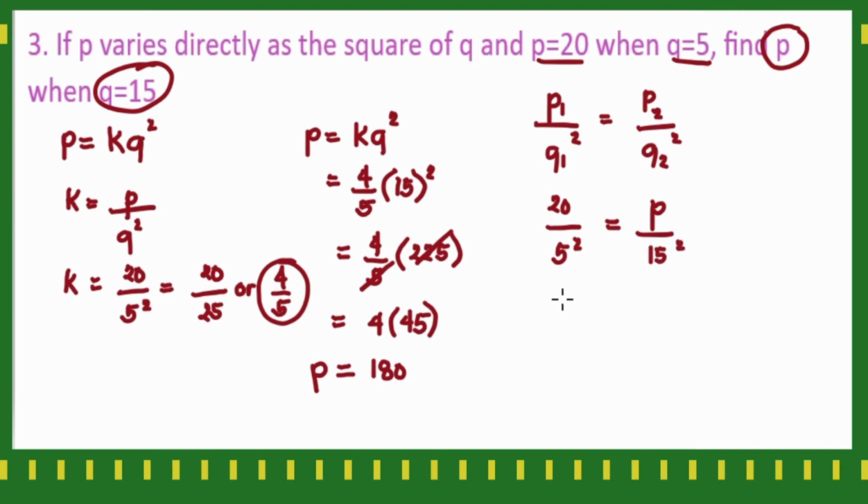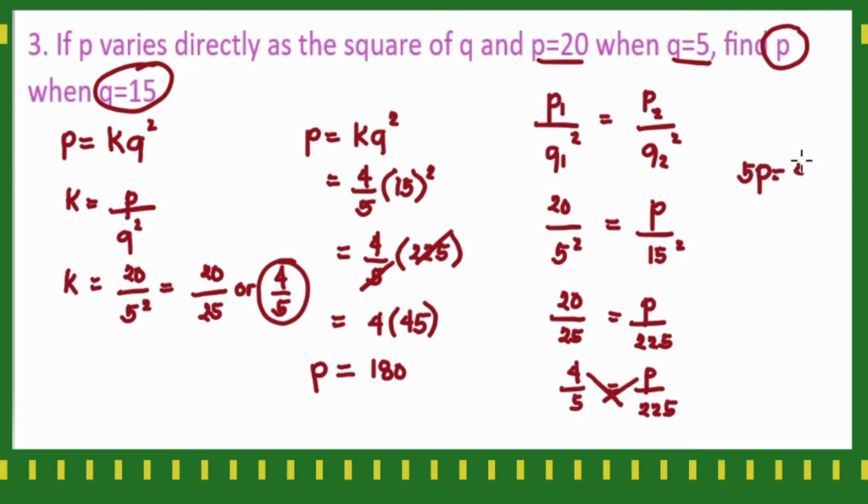Let's square first. So we have 20 over 5 times 5 is 25. It's equal to P. 15 times 15 is 225. Let's reduce to lowest terms first. 20 over 25 is 4 over 5. It's equal to P over 225. Let's multiply the one with P first. So we have 5P. It's equal to 4 times 225.